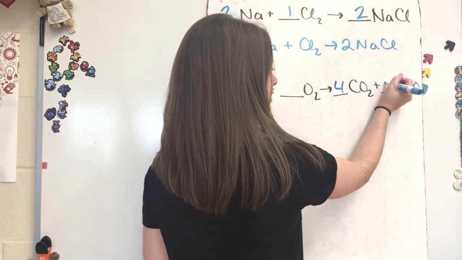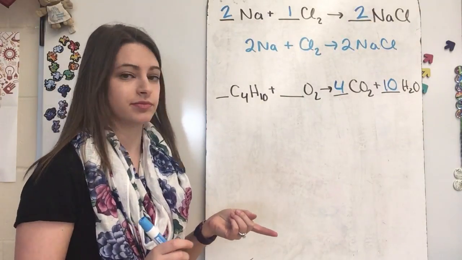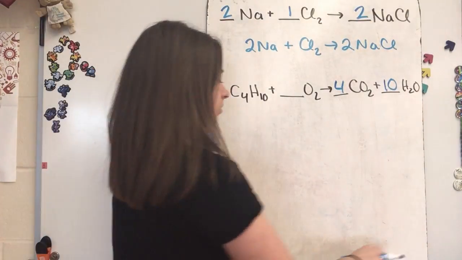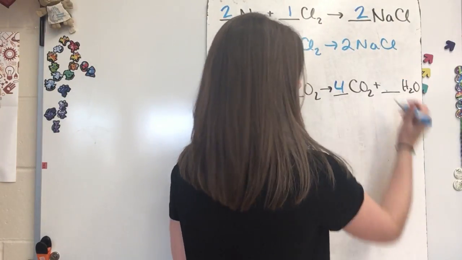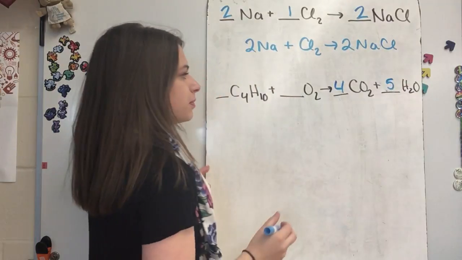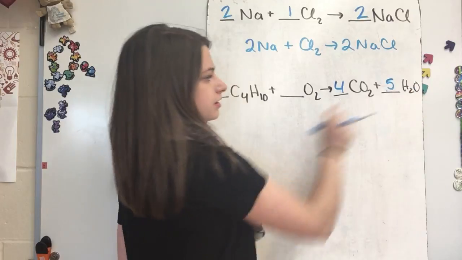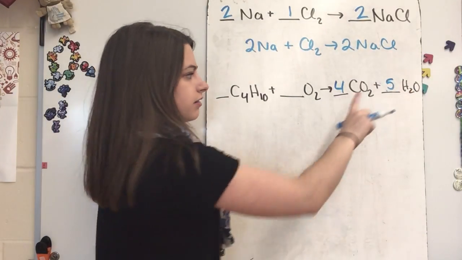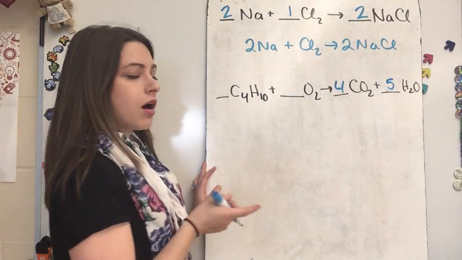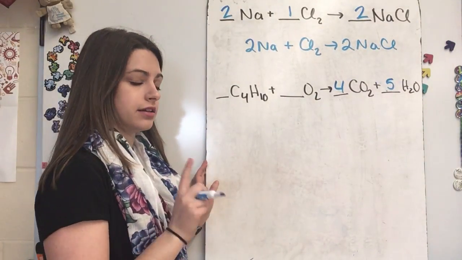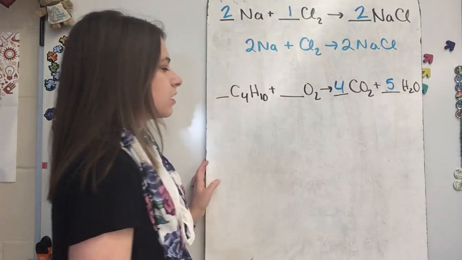However, if I put a 10 here, now how many hydrogens do I have in my products? I have 20. It's not really what I wanted. I only wanted 10. So I'm not going to put a 10 there. I'm going to put a 5. And I'm going to put that 5 because that 5 distributes. So 5 times 2 gets me 10. So you see how I did that? 5 times 2 gets me the 10 that I need. So you're not always going to put the total number that you need in front. You got to take into account the subscripts.